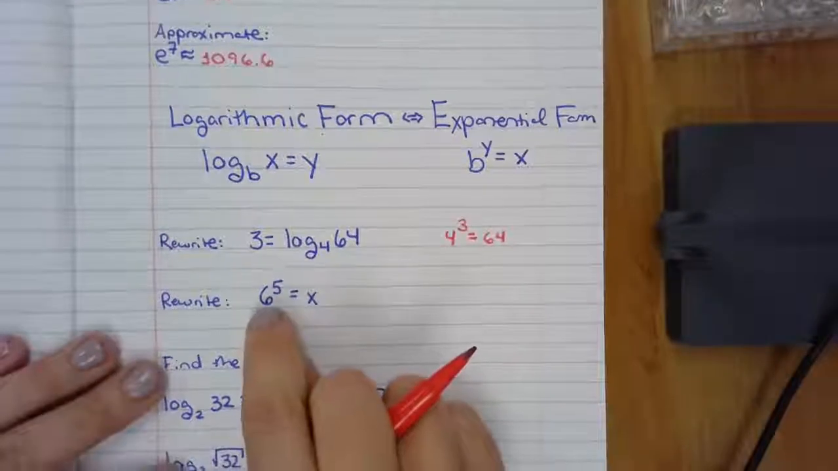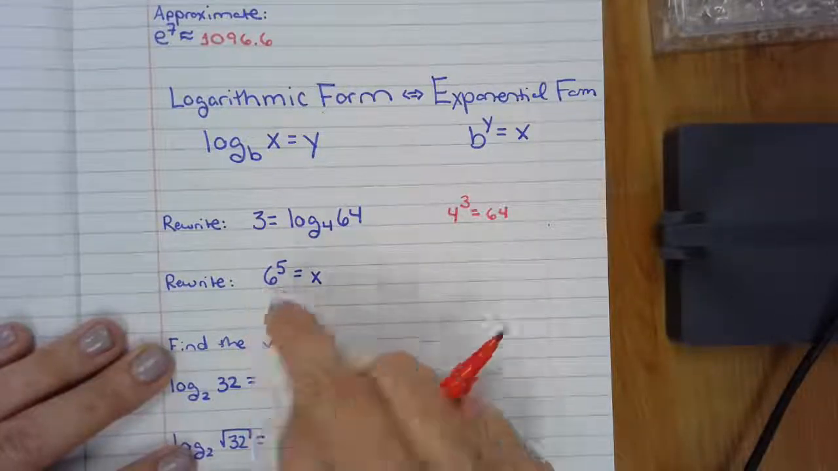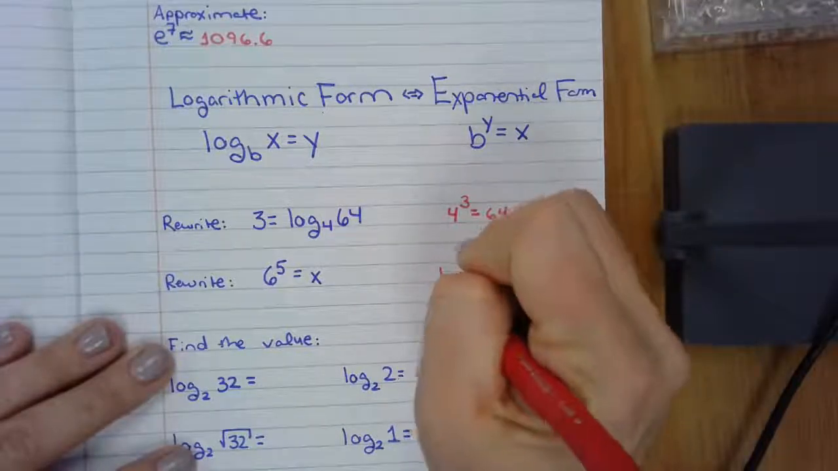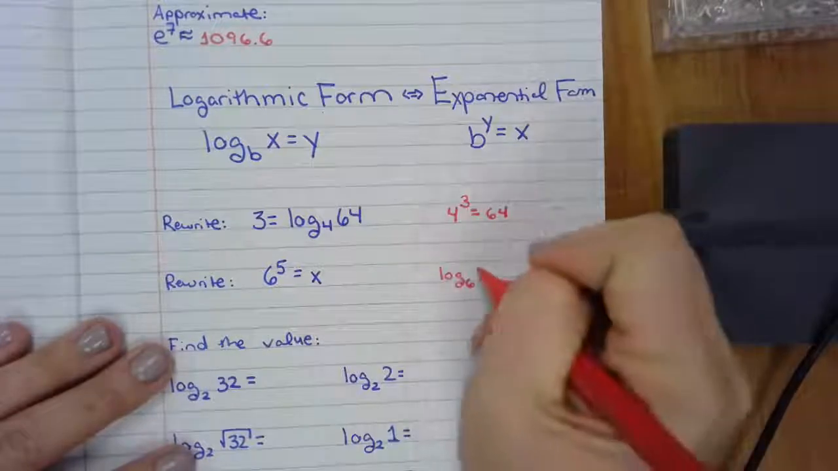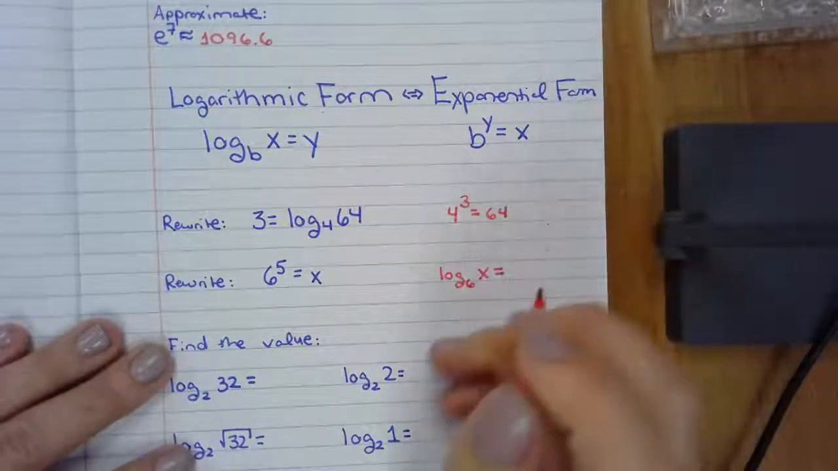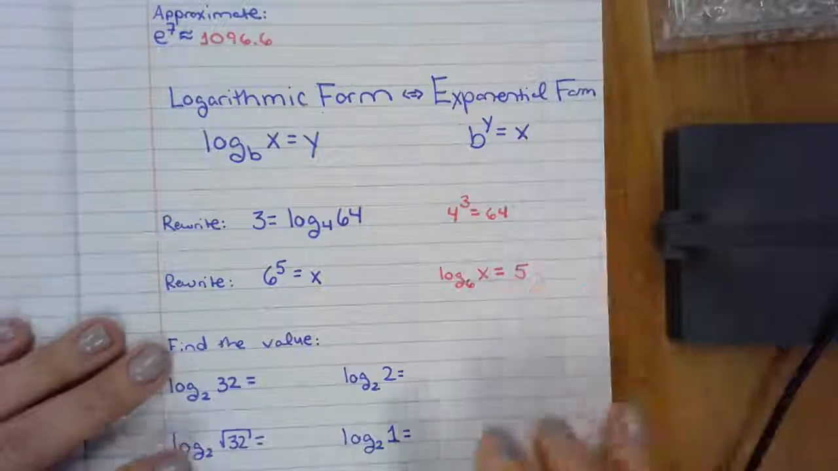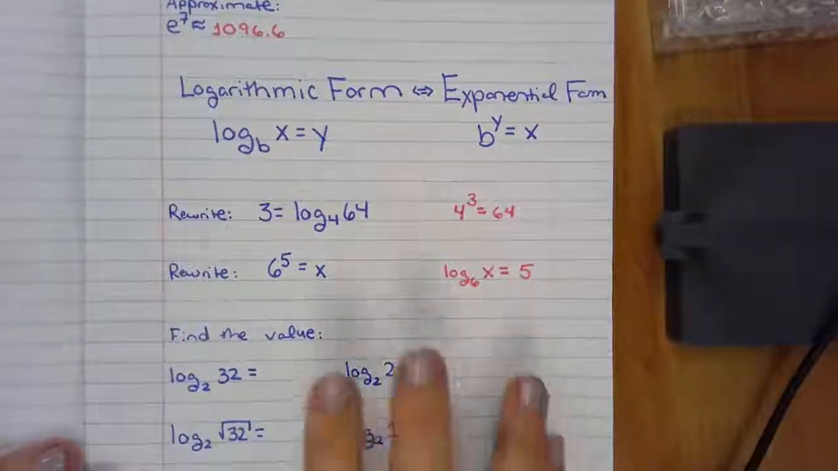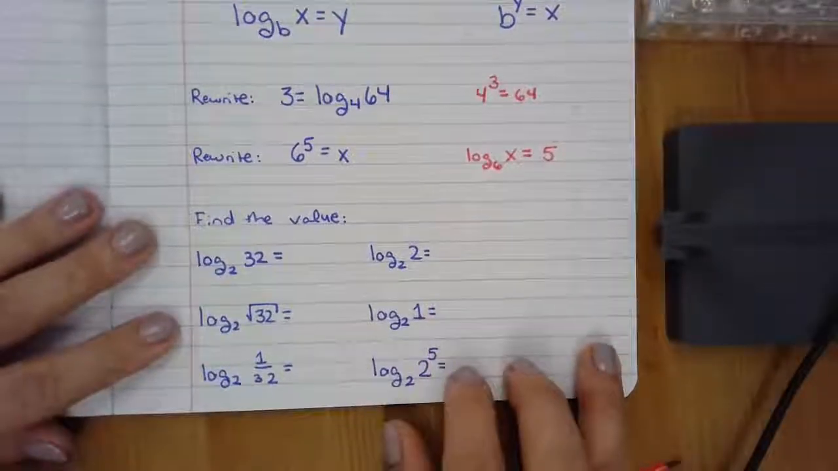Okay, let's try that again with the exponent this time. Here's our base. So we're going to make log with a base of 6. 6 and the 5 can never touch again, so x comes next, equals, okay, and then our 5. We used all 3 parts. So we're going to really work on going back and forth.